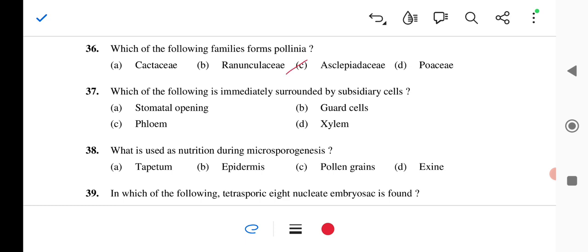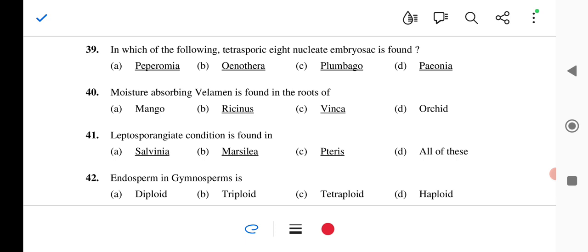Next is which of the following is immediately surrounded by subsidiary cells? It is guard cells. Next is which one is a source of nutrition during microsporogenesis? It is tapetum. Next is in which of the following tetrasporic 8 nucleate embryo sac is present? So 8 nucleate is present in tetrasporic 8 nucleate. When it is bisporic, it is allium. When it is tetrasporic, it is plumbago.